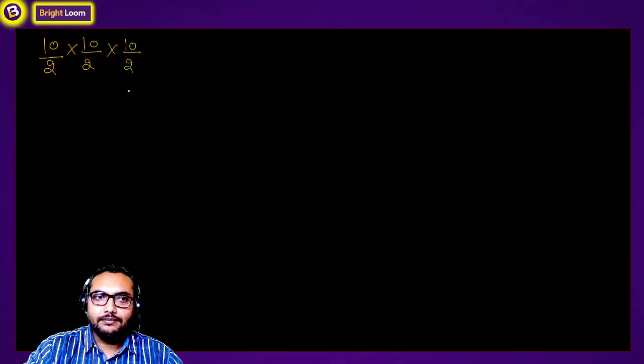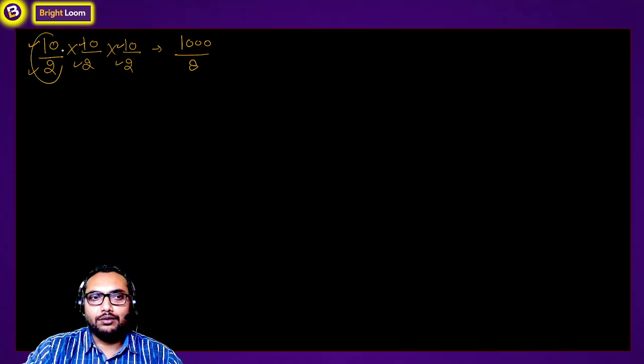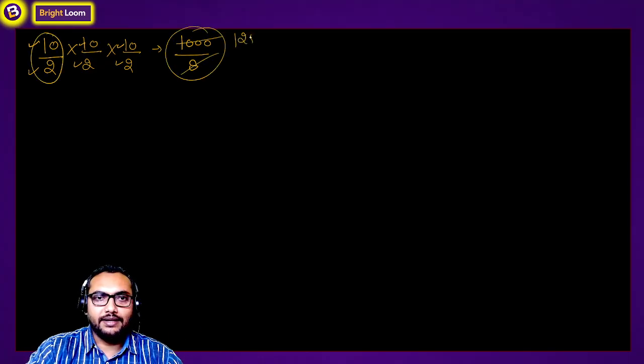Okay. So if we have 10 over 2, and one more time 10 over 2, and one more time 10 over 2, since 10 is divisible by 2 everywhere, if I'm multiplying all these numerators and denominators, I'm going to get 1000 over 8. Individually, if 10 over 2 is completely divisible, then here also if I divide, I'm going to get 125, right? So basically what is happening? 1000 is completely divisible by 8.